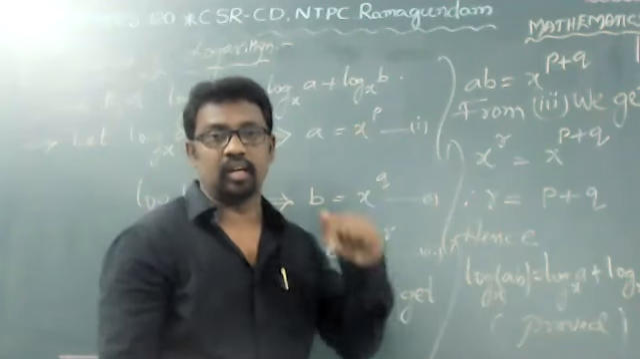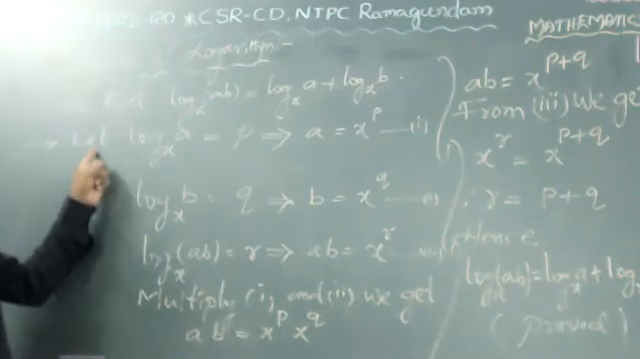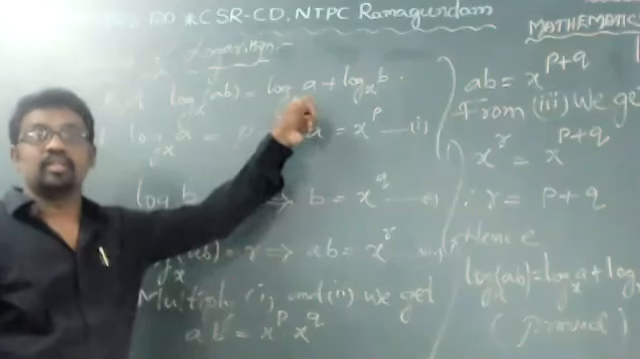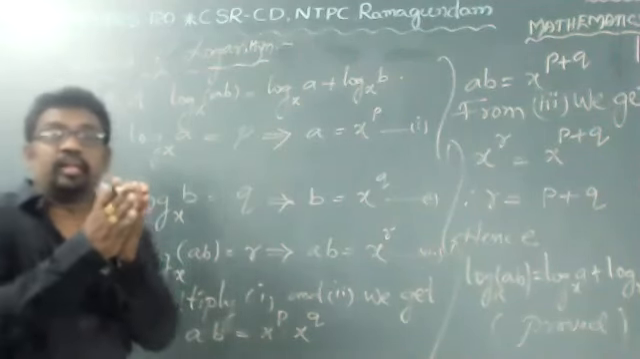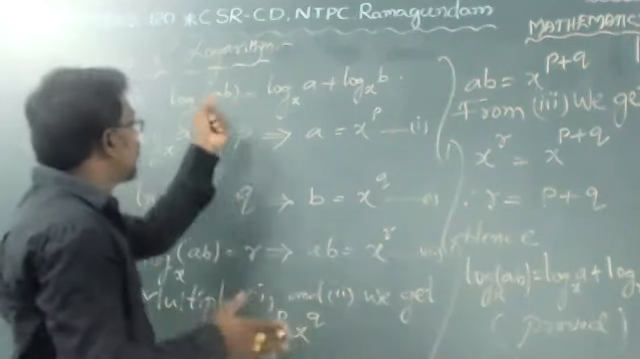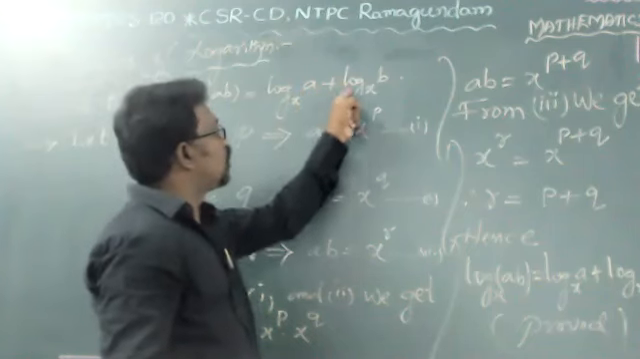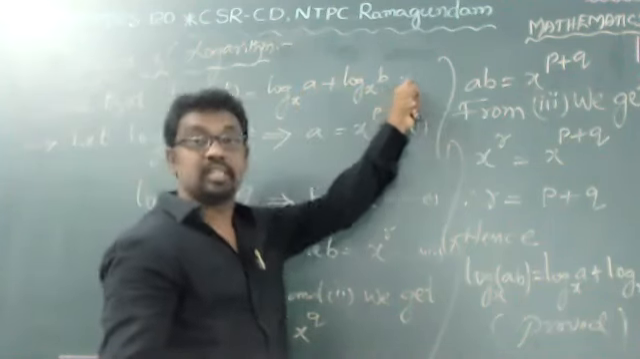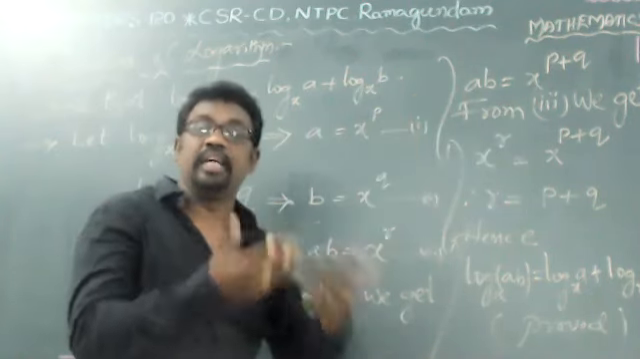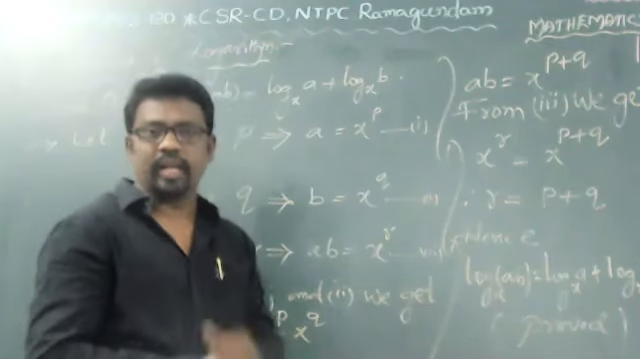Once again, we will recap this for a moment. The logarithm of a product is equal to the sum of the logarithms, so it will add the terms. Suppose a, b, c are there: log a to the base x plus log b to the base x plus log c to the base x. If d is there, plus log d to the base x. You will get it like that.